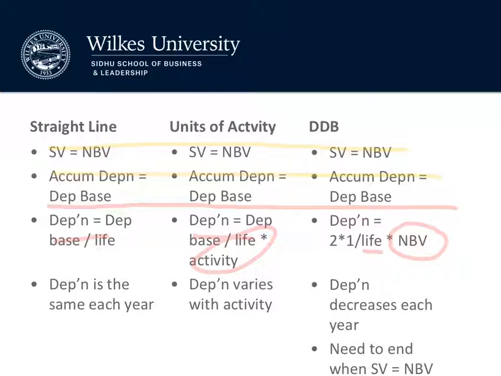And the concept of straight line is depreciation is the same each year. The concept with units of activity is depreciation is the same per unit, but depreciation varies with activity. And in double declining balance, it's going to decrease each year, and you need to make sure you end it by yourself. So I hope this helps your understanding of depreciation methods.